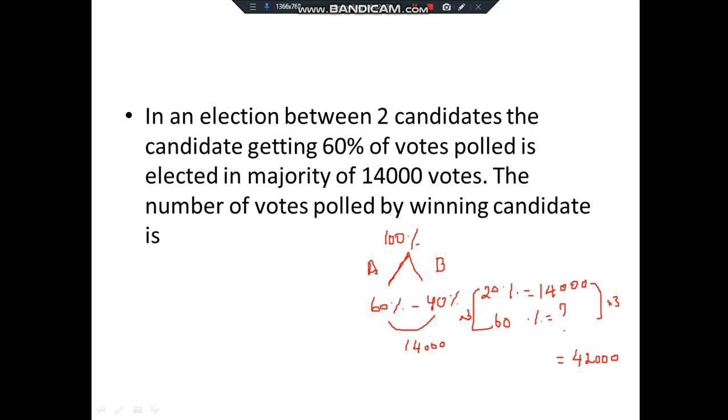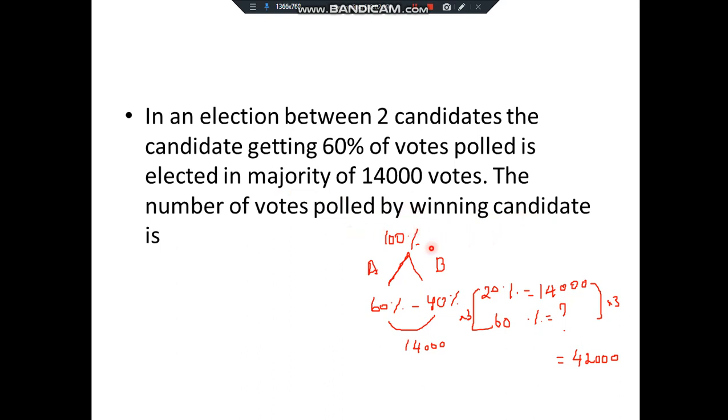Okay, we'll see the next question. Similar question. In an election between two candidates, the candidate getting 60% of votes polled is elected by a majority of 14,000 votes. The number of votes polled by the winning candidate is? So here the question is not the total number of votes, but the number of votes polled by the winning candidate, which means we have to find how many votes the winning candidate got.